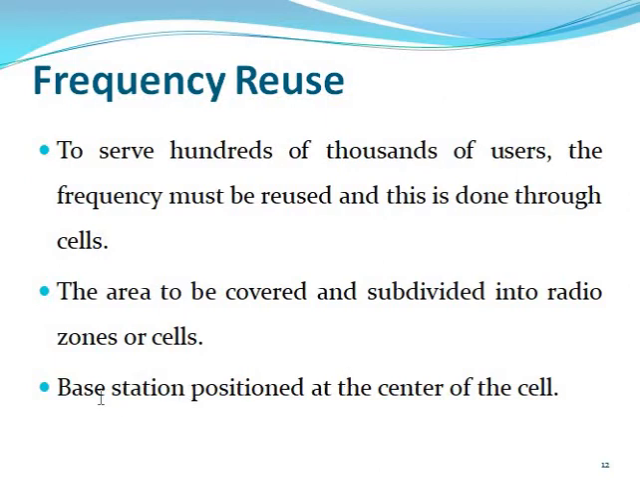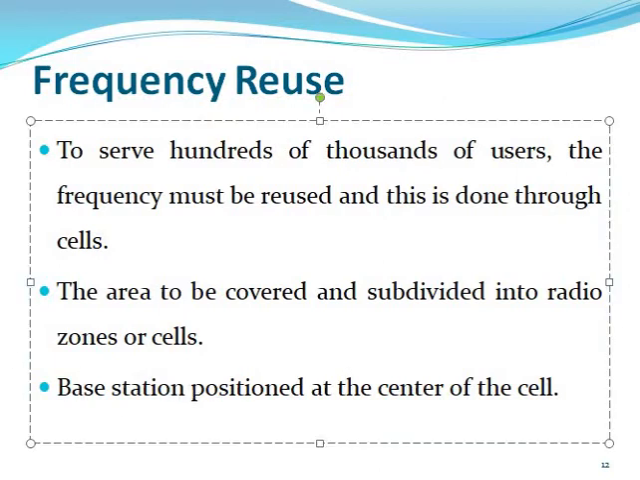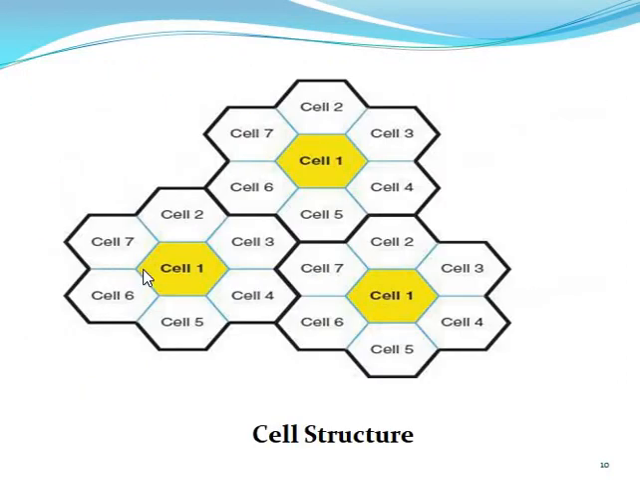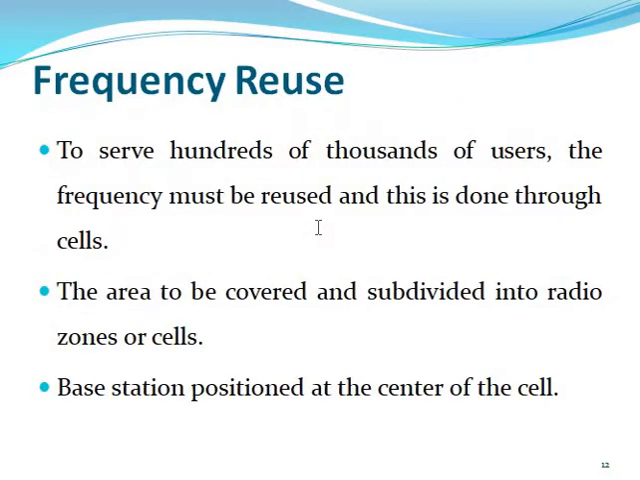So what is the main importance? You can show that the base station is positioned at the center of the cell. This is one main cell, hexagonal, or a number of cells, with the base station. The base station is established at the center of the cell, because the cell can directly communicate with the base station, and the base station directly communicates with another base station. So this is the importance for the frequency.